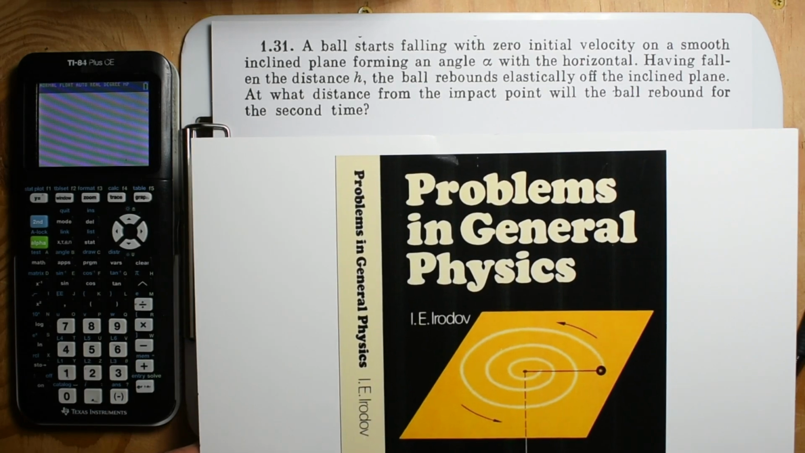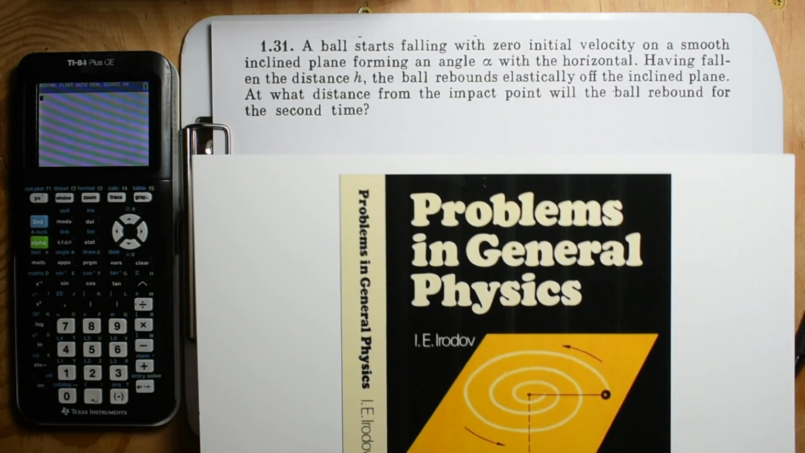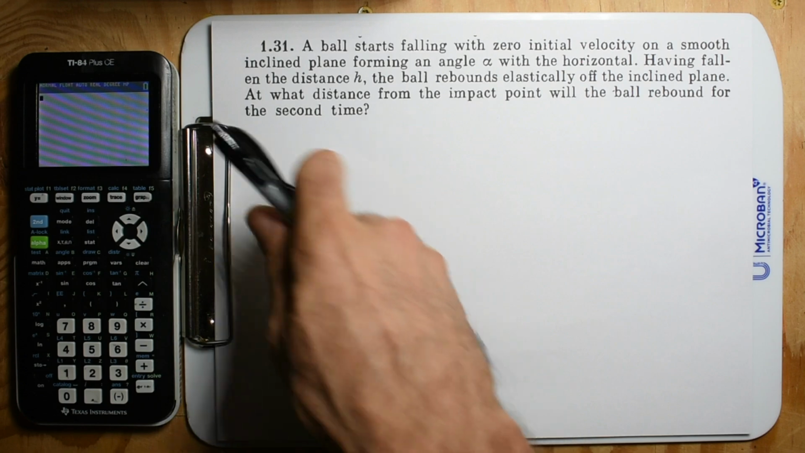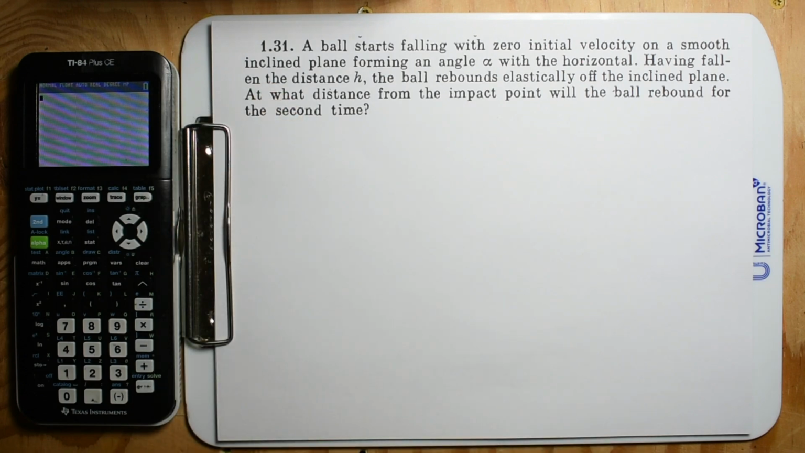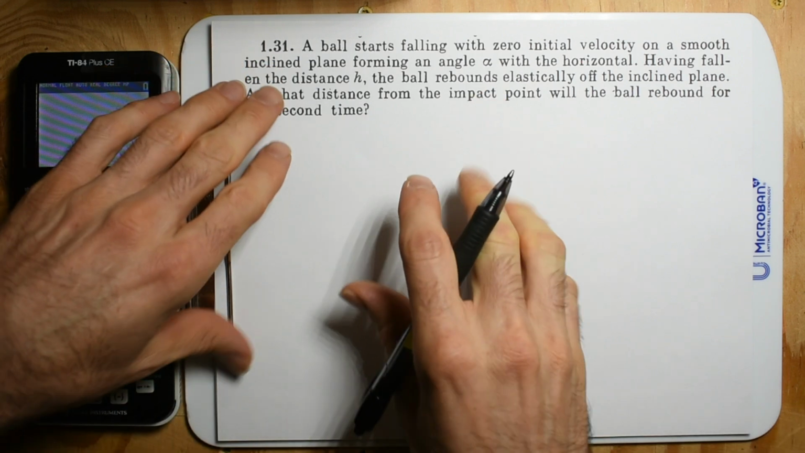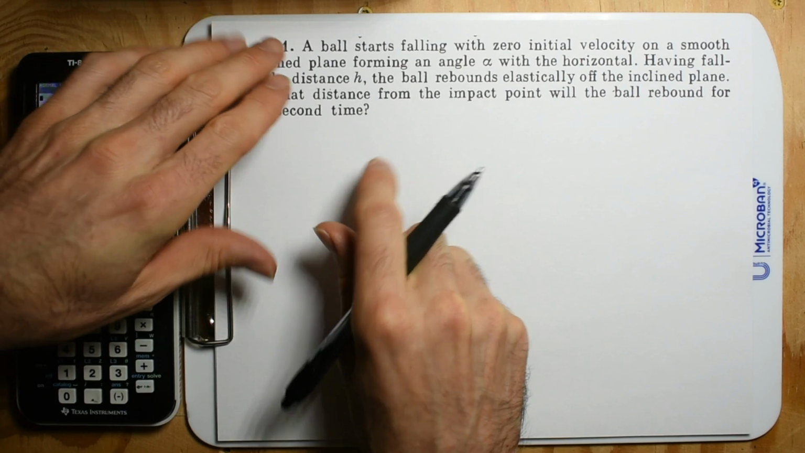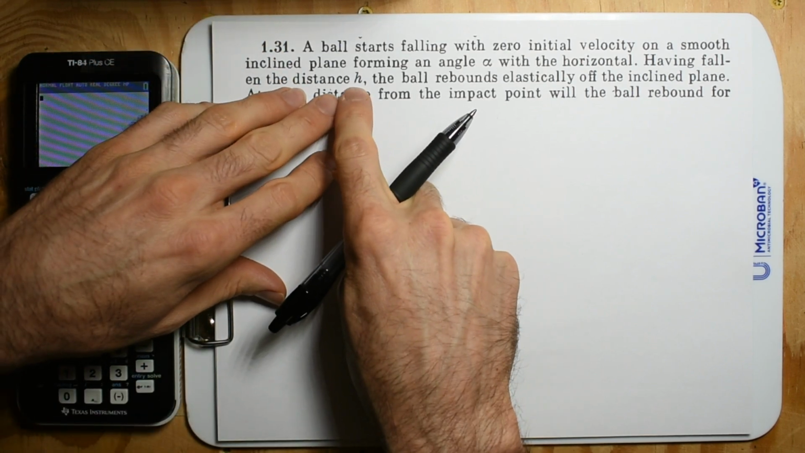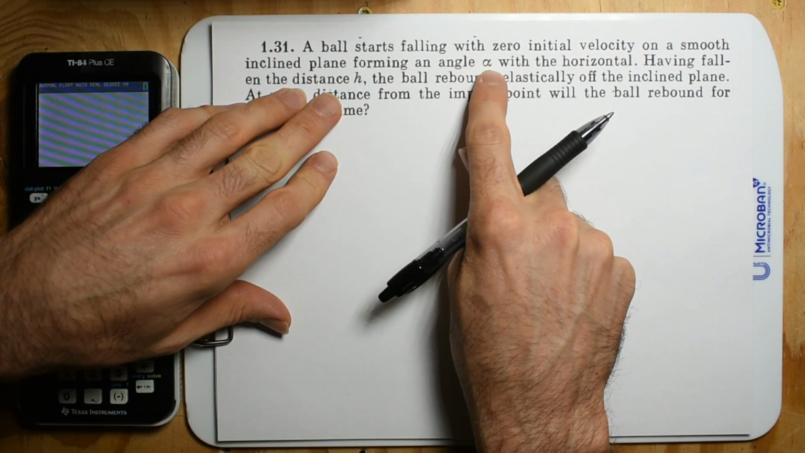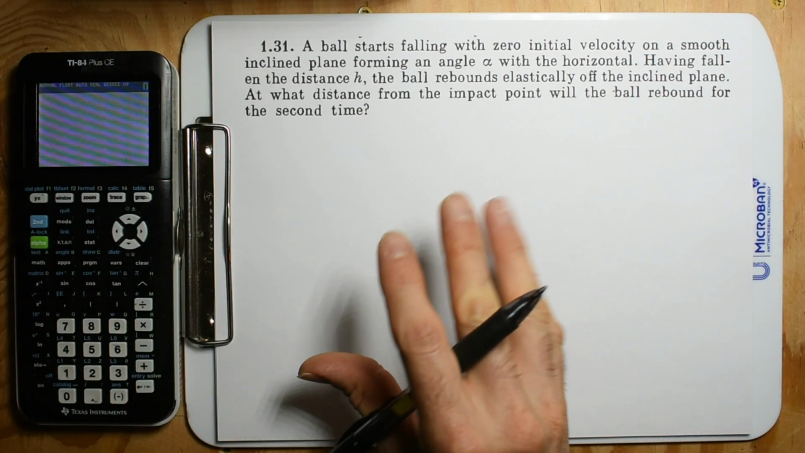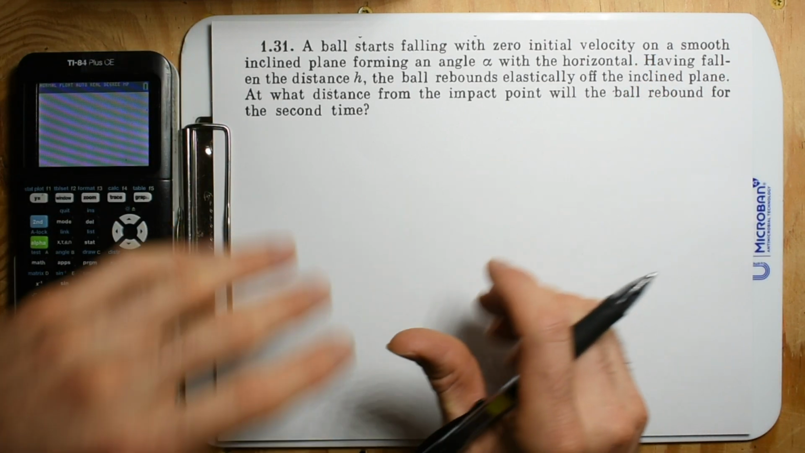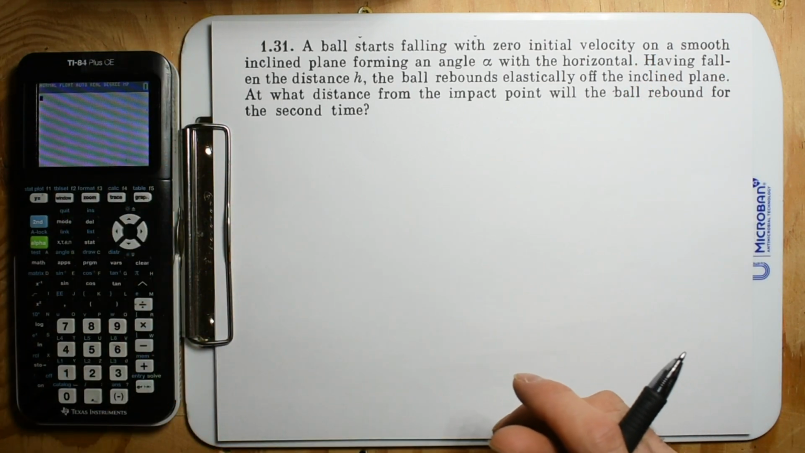Alright, we have general problems in physics, this is Irodov, problem 1.31, part 3. What we're trying to do in this part is get an equation for the distance, the answer that they want, as a function of both height and alpha. Those are the only two things our equation should have, but it should be pretty horrendous.